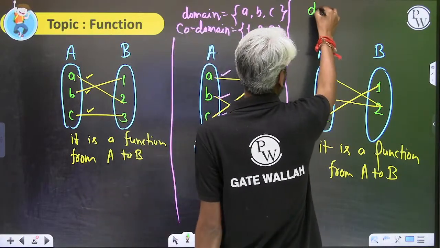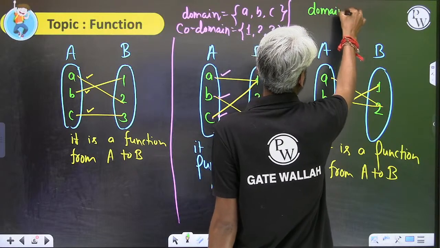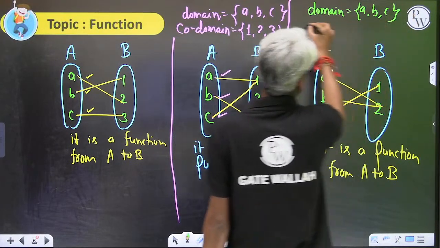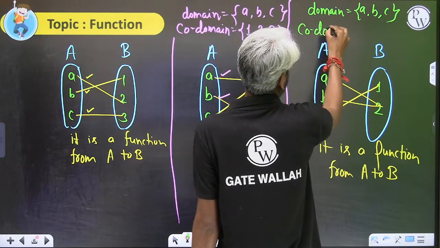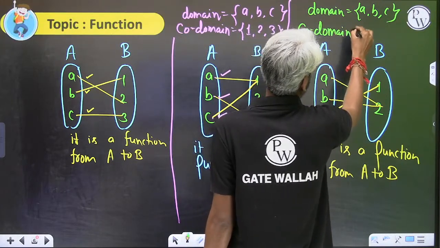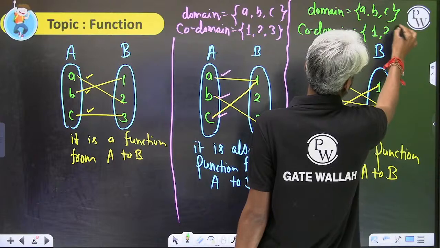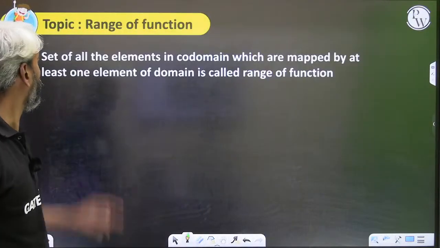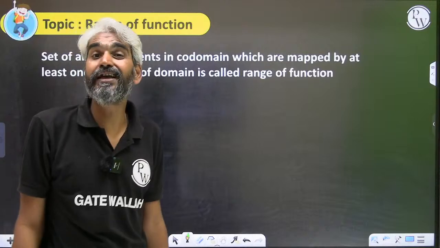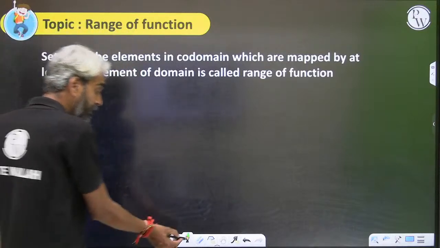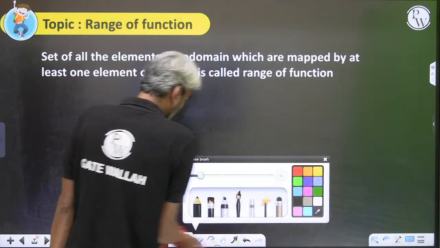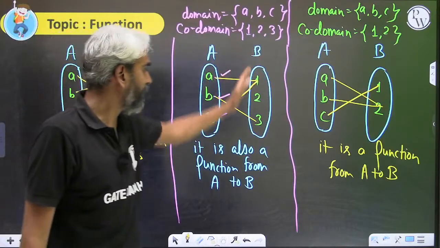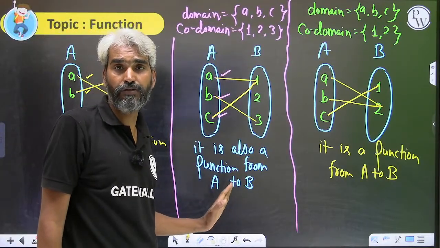So here, what is the domain? What is the codomain? The codomain is the elements of set B. These are 1, 2. Now, if I talk about one special term which is known as the range of the function, then what do we mean by the range of the function? So, the codomain is the set of elements of set B.